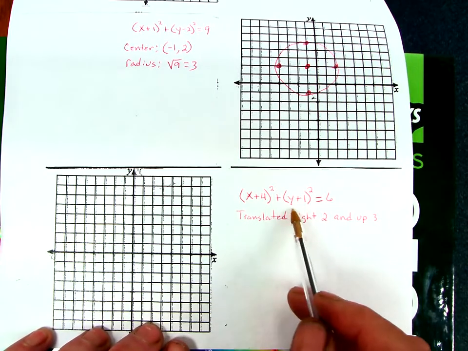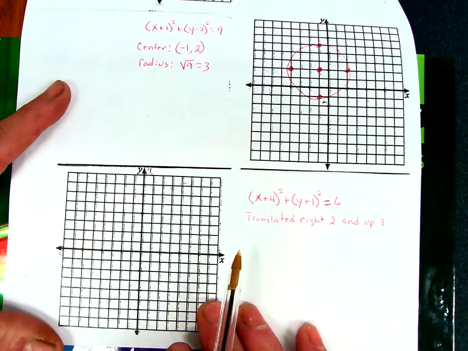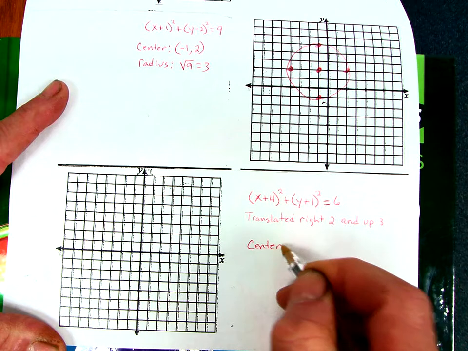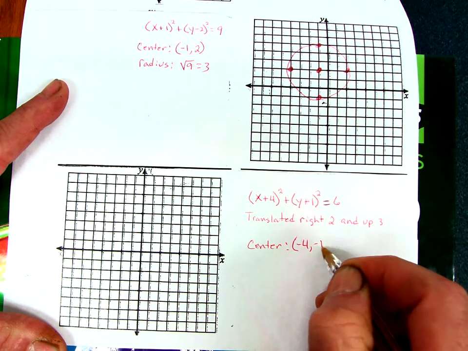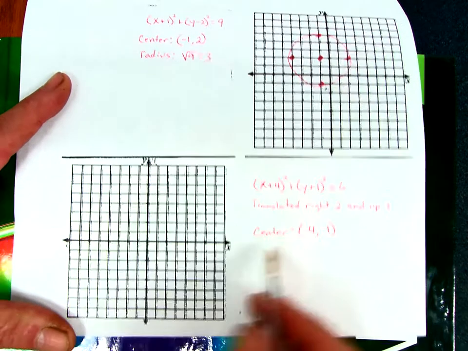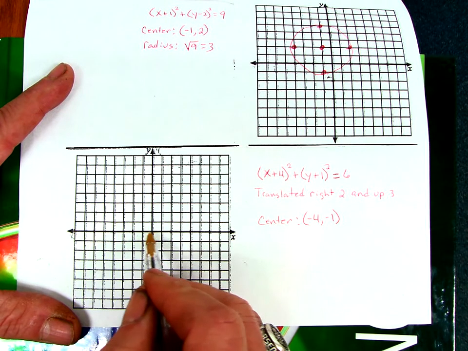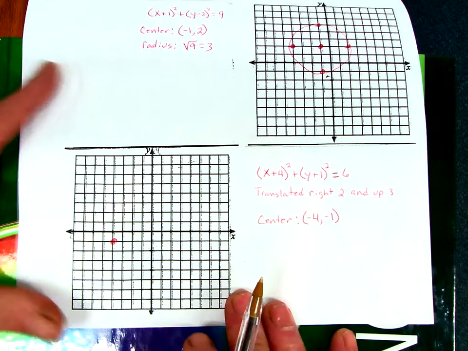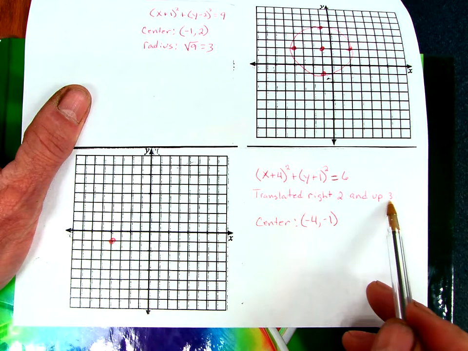Here's one that I have to translate. Here's another method for translations. Get my center point, -4, -1. I'm going to plot my center point before I do anything else. So go out to -4, 1, 2, 3, 4, down to -1. Now they want me to translate it 2 units to the right and 3 units up.